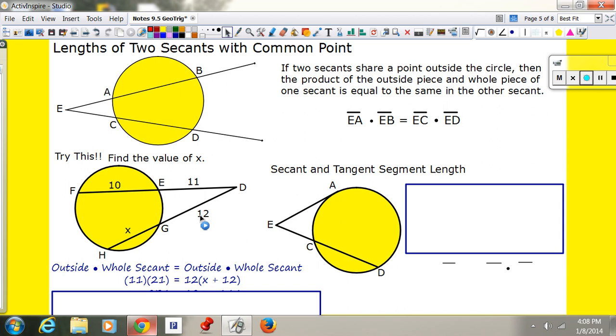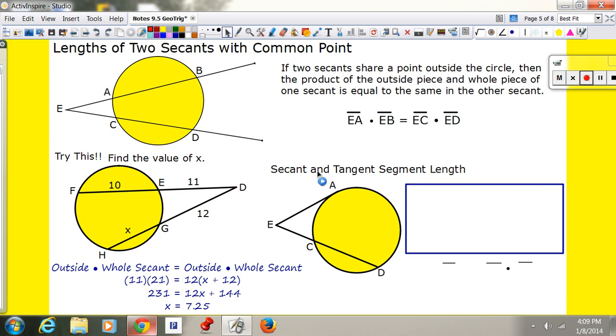And then the 12 is the outside. The whole thing is the 12 plus x, or you could put x plus 12. So then you just simplify 231, you get 12x plus 144, and you solve that and you get x is 7.25. That's how long this piece would be right here.